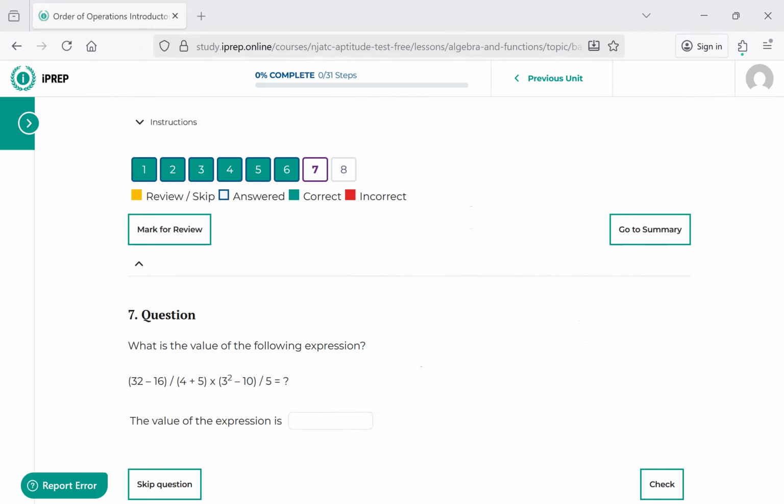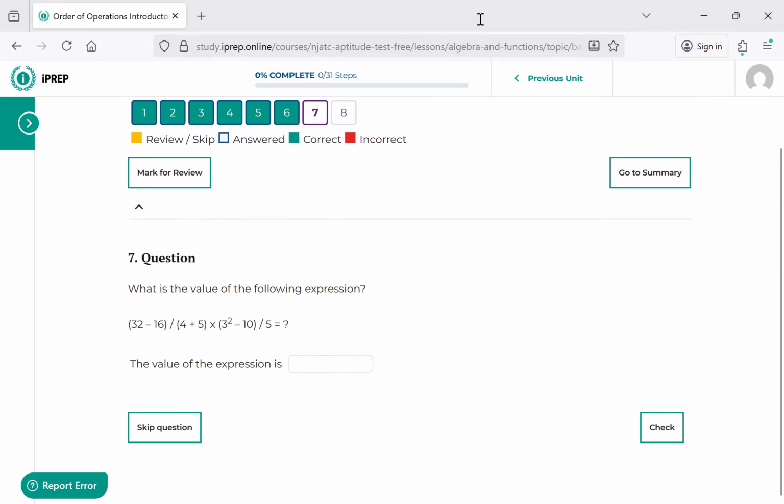Question 7. So yeah, let me write PEMDAS. Let's rewrite this problem. Wherever you see a slanted line, we just write it as a horizontal line if it doesn't confuse you.